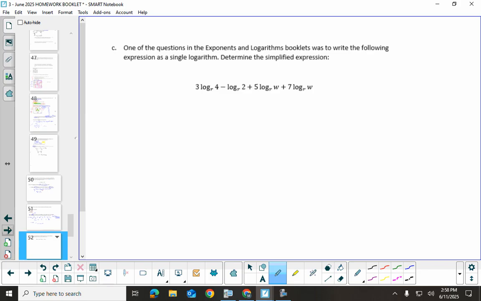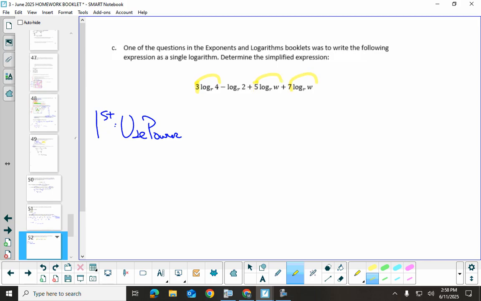Okay, part C. One of the questions in the exponents and logs booklet was to write the following as a single log. Determine the expression. Okay, so we did a few of these yesterday, or not yesterday, Monday. So the first thing you have to do is use the power rule. So it has to come first. So what I mean by that is that if you've got a number in front, you have to shift it back.